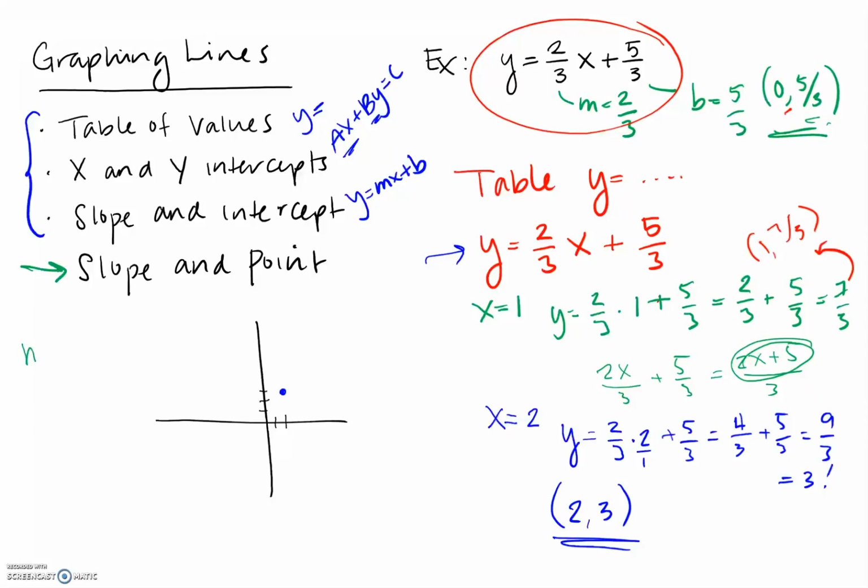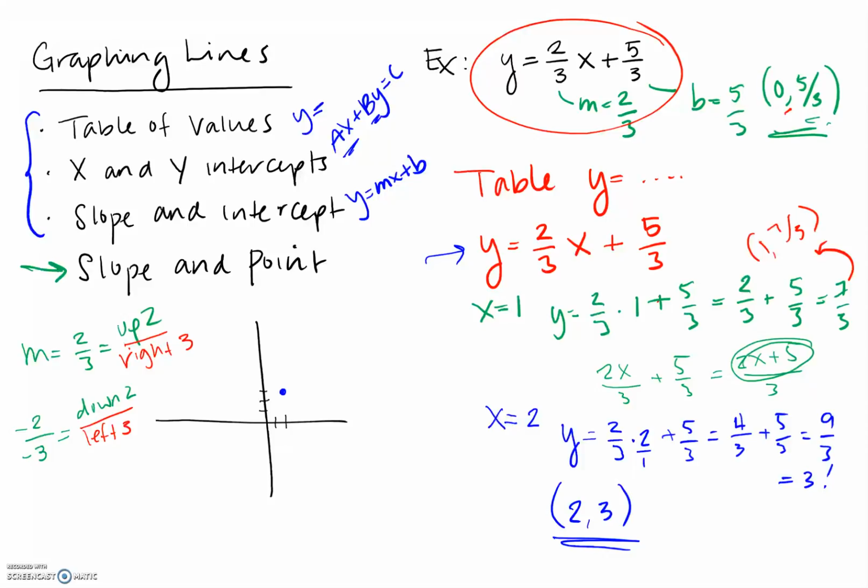So our slope is 2 over 3, which means that we are going to go up 2, and then we are going to go right 3. Again, it's up to us. We could also think of this as -2 over -3. So if we wanted to do it that way, we could go down 2, and then we would also go left 3. Making sure that our rise goes up if it's positive, down if it's negative, and our run goes right if it's positive, left if it's negative.